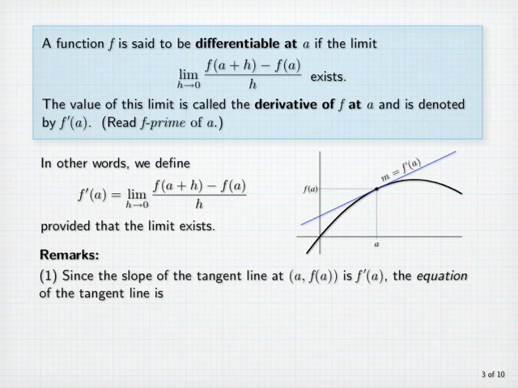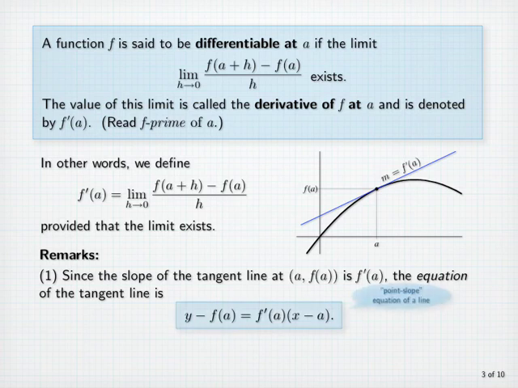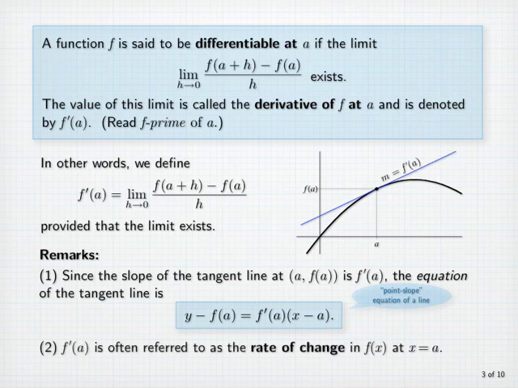Couple of remarks. Since the slope of the tangent line at (a, f(a)) is by definition f'(a), the equation of the tangent line is y - f(a) = f'(a)(x - a). This is simply an application of the point-slope equation of a line: y minus the known y-coordinate equals slope times x minus the known x-coordinate. f'(a) is often referred to as the rate of change in f at x equals a.